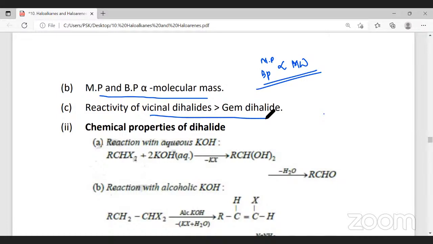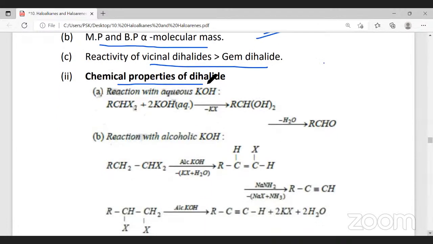Now, chemical properties. We will learn chemical properties. The reactions will be the same as we learned for monohalides, alkyl halides. Now this is for dihalides. We will take an example. They've given RCHX2. We will take CH3, C, and bromine as the halogen here, and also H. This is a dihalide, a geminal dihalide.